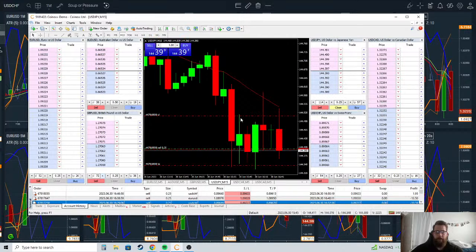But it could go up and do the exact same thing here. I think this is one where, if we get about halfway here, I'm probably going to move my stop loss to break even.